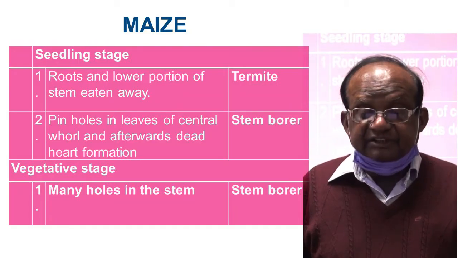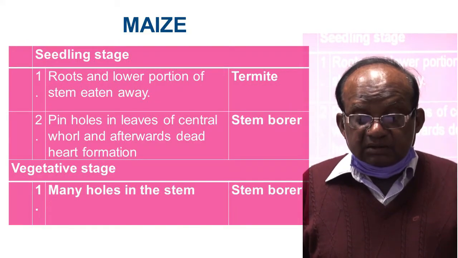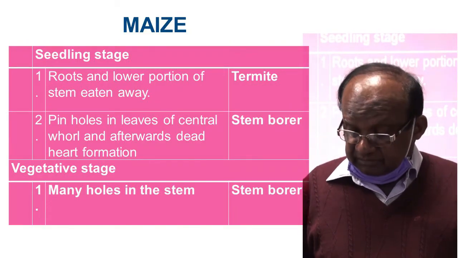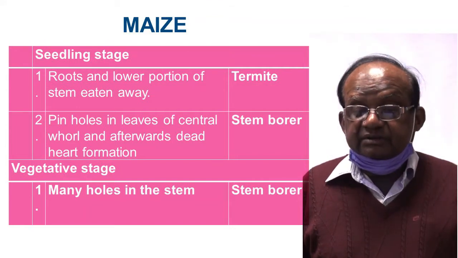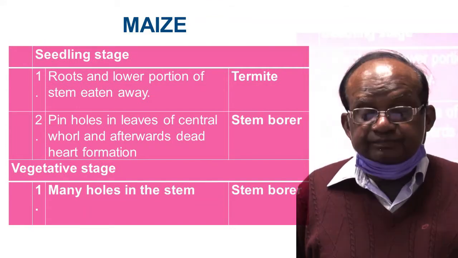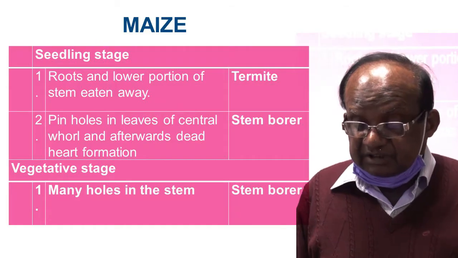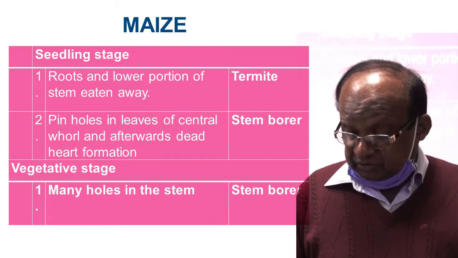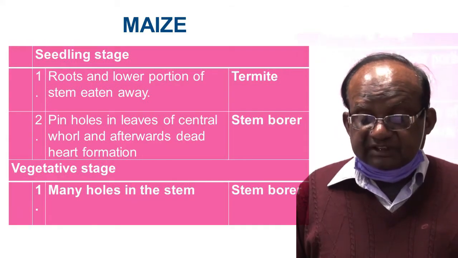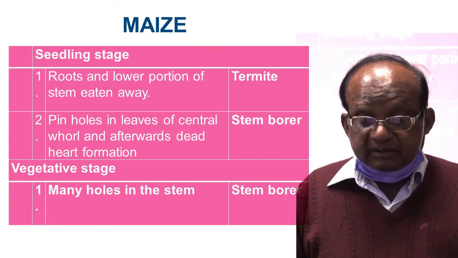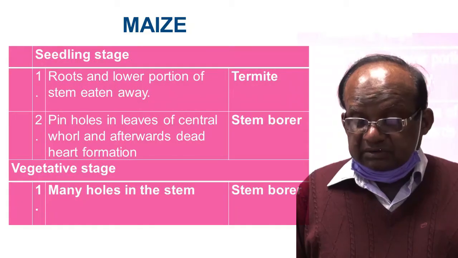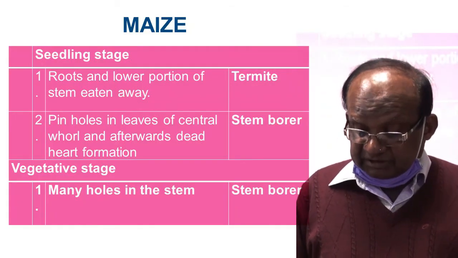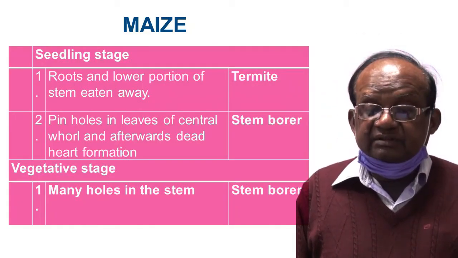Then the vegetative stage. Many holes in the stem also indicate the presence of a stem borer. If short holes are there on the stem and in the leaf also, then it indicates the presence of a stem borer in the field.